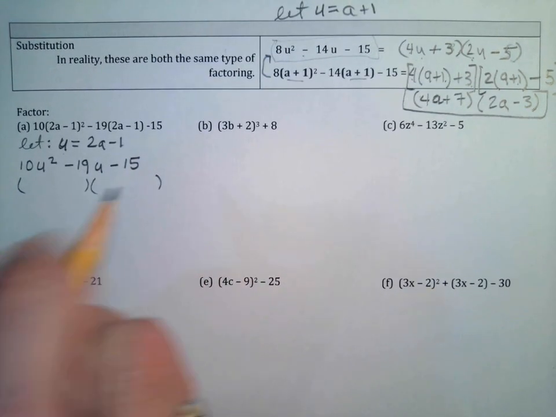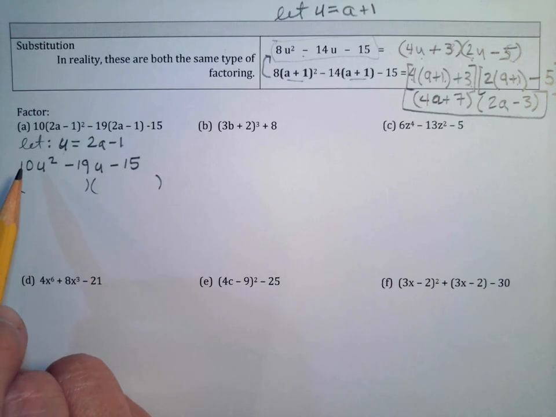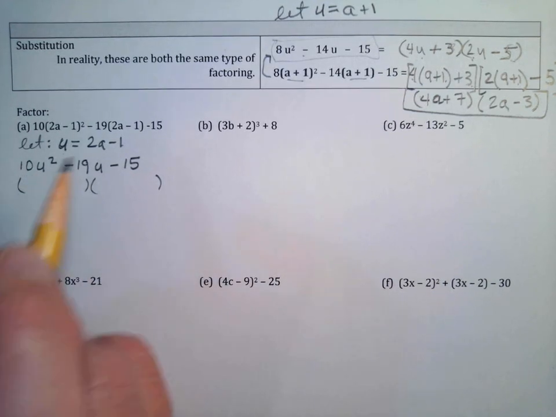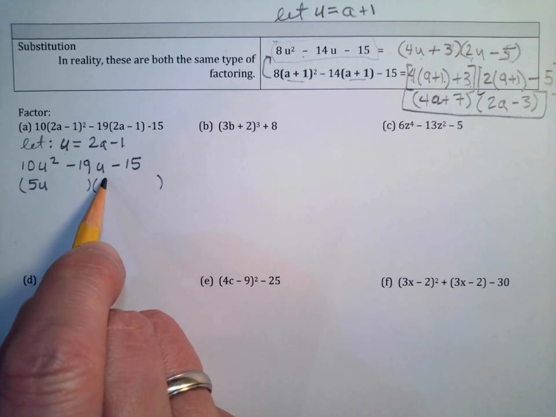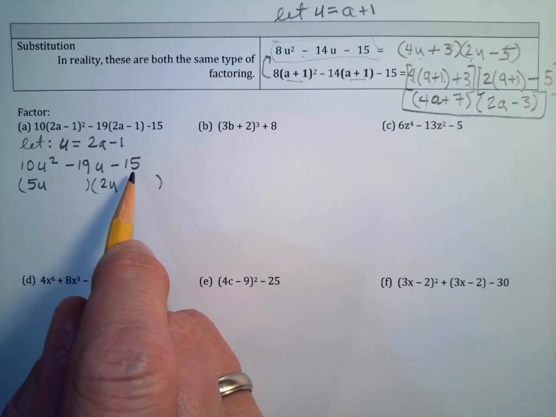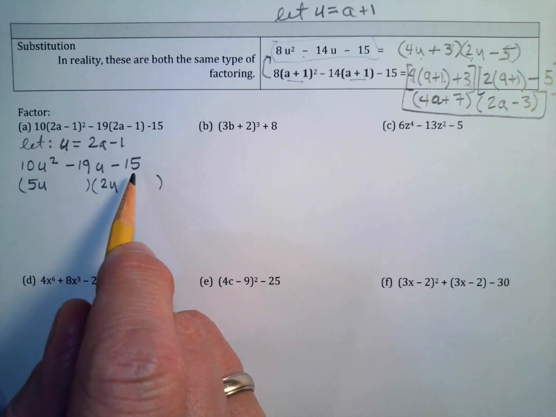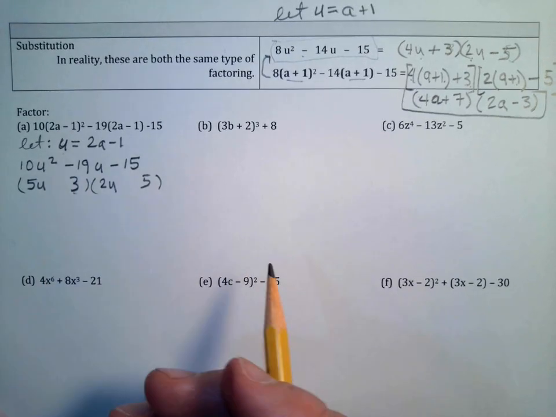There are no common factors, so we're not taking out a GCF. We have 10u squared, so let's assume it's going to be 5u and 2u, and then 15 is probably going to be 5 and 3, but I can't put the 5 here, so I'm going to try a 5 and a 3, and I'm going to see if this works.